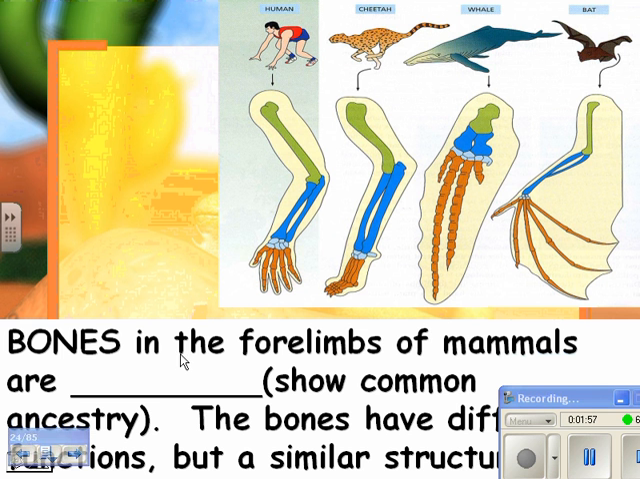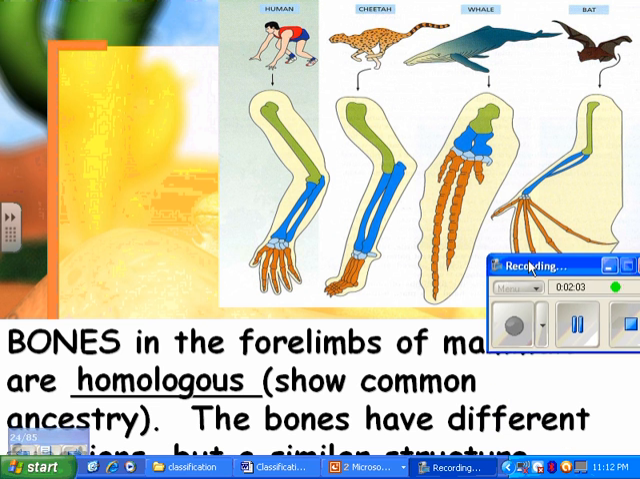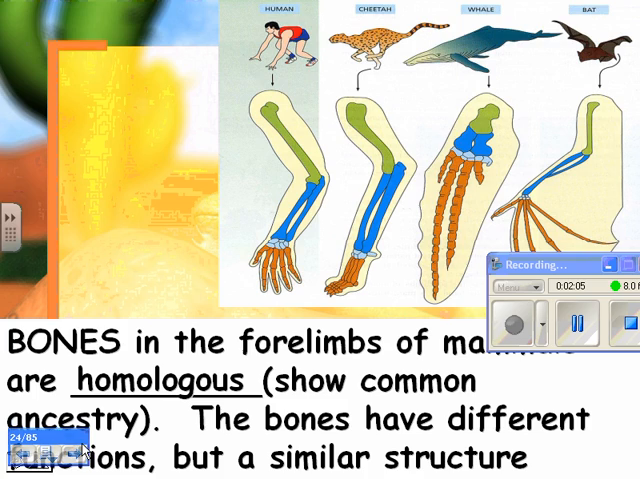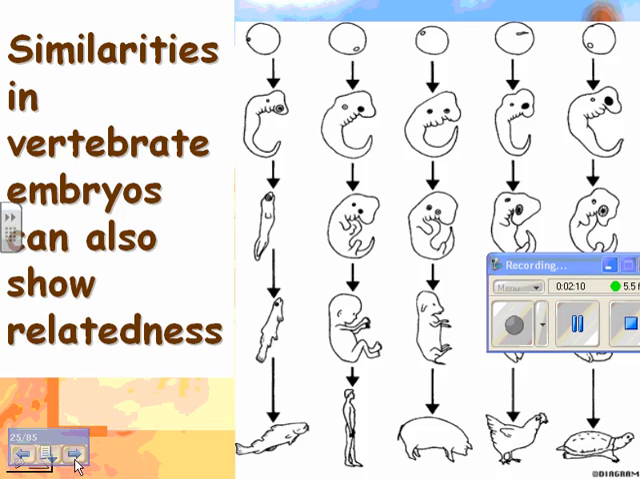So the bones in the forelimbs, that means the front limbs of mammals, are homologous. They show common ancestry. The bones have different functions right now, but a similar structure. So it's a good example of homologous structures.